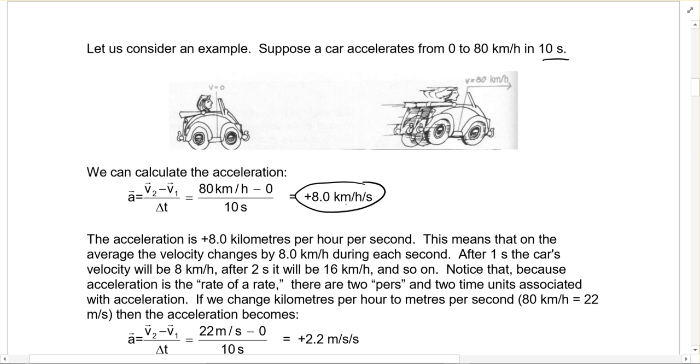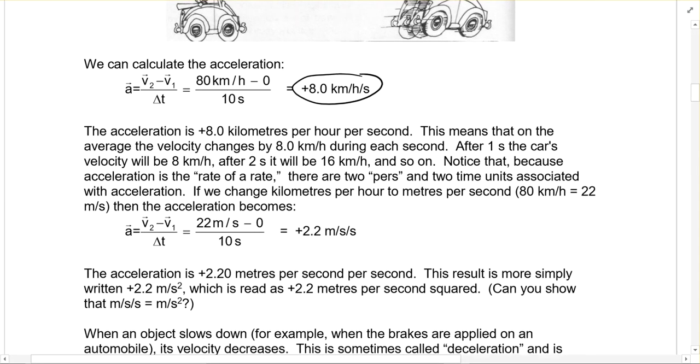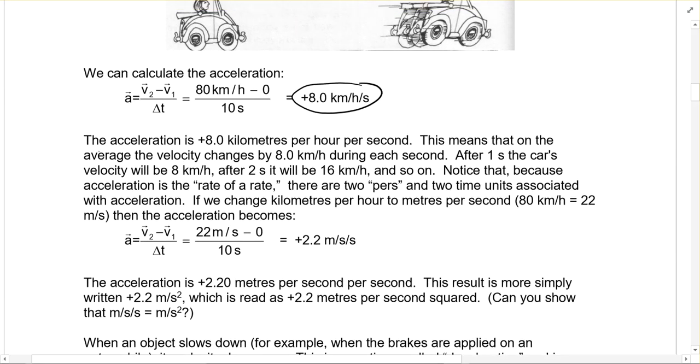And this doesn't look like how we've been writing acceleration the little bit we've done it, meters per second squared, right? This is still correct. It's just a little bit different so far. But if we think about what this means, let's just stop for a sec. The acceleration is 8 kilometers per hour per second. This means that on average, the velocity changes by 8 kilometers an hour each second.